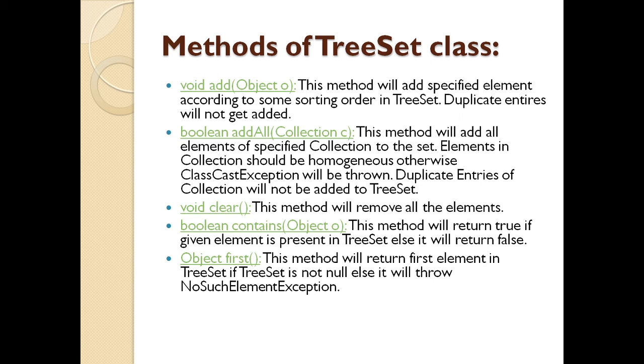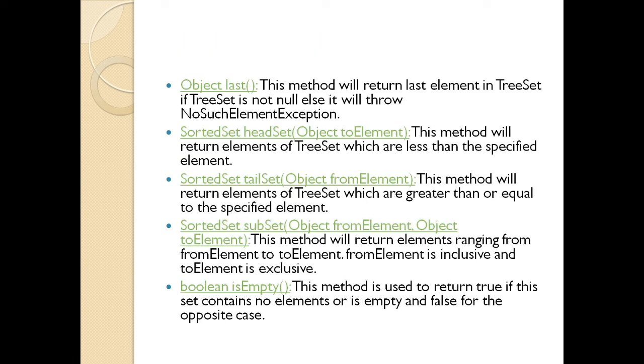Continuing with the methods, object last returns the last element in the tree set. SortedSet headSet, with an object toElement in brackets, will return elements of the tree set which are less than the specified element. SortedSet tailSet will return the elements of the tree set which are greater than or equal to the specified element which you pass as a parameter. Next method is SortedSet subSet. It gives a range from element object to a specified element object, and the method will return elements ranging between the passed parameters. Boolean isEmpty is used to return true if the set contains no element, else returns false.